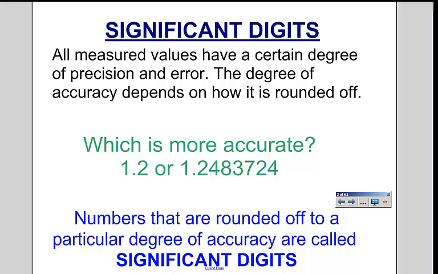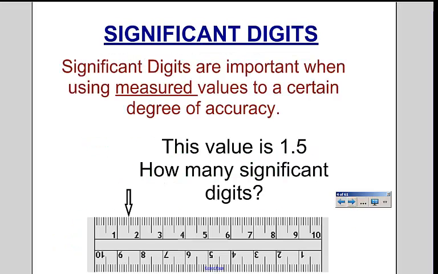So if you look at those two numbers there, 1.2 and 1.2483724, of those two, which one's more accurate? And actually in science, the one that's more accurate is the 1.2. Those are the most significant numbers or significant digits. So if you're looking at measuring something like that, either on a scale or a ruler, you want to make sure that you're only looking at the numbers that make the most sense or that are the most significant.